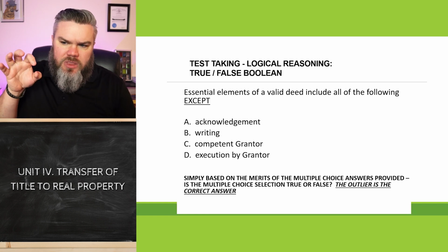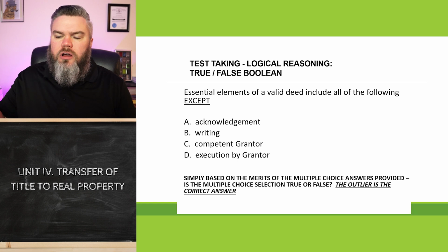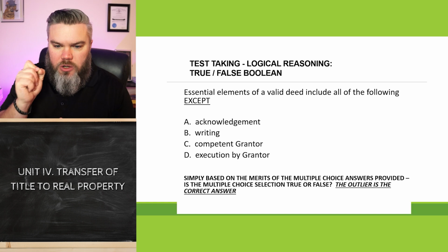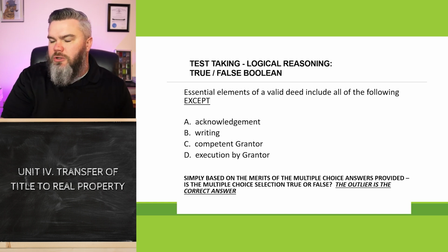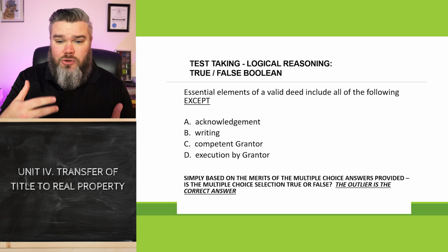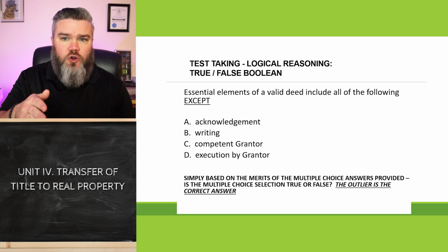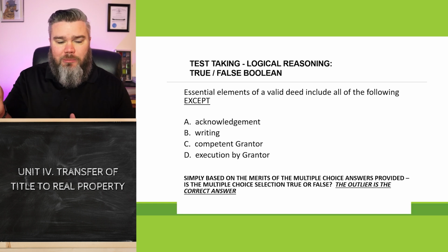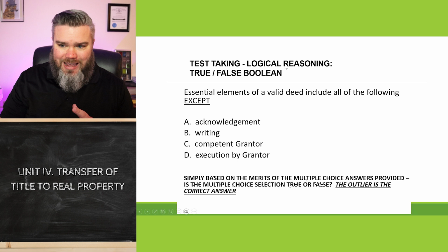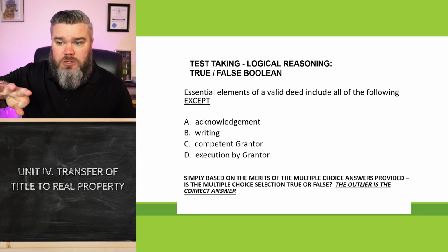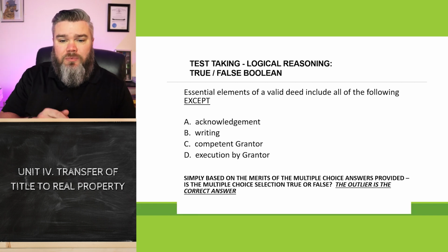This one says, essential elements of a valid deed include all of the following except. Folks, those words are critical in a question. Remember I told you this is called a Boolean style question. Do you need to know that? No. But what's significant is understanding that every answer choice has one of two possible values: it's either a true statement or a false statement. Let's read the question again. Essential elements of a valid deed include all of the following except. That means three of these things are essential elements of a valid deed and one is not. And you're looking for the outlier.